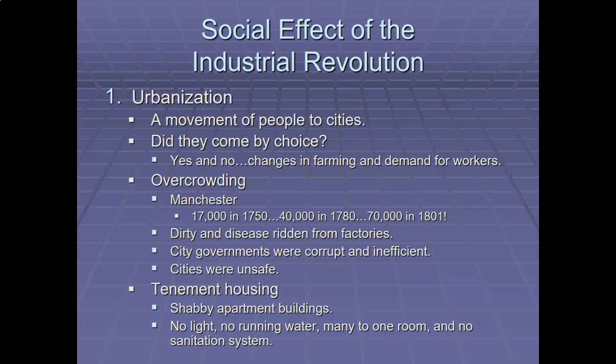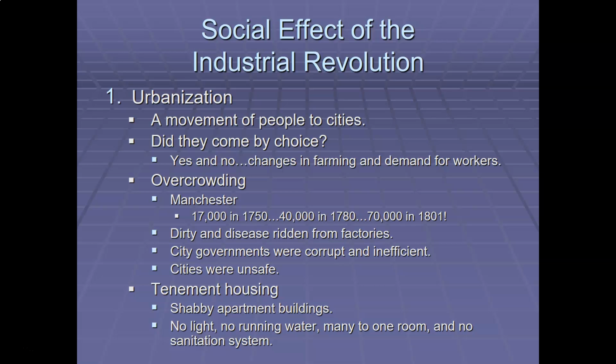But overcrowding wasn't just a problem in terms of that example of Manchester. It led to dirty cities, disease, whether it was in the factories or the streets. You had fire hazards. Governments become corrupt and inefficient because they've grown too quick and there's too much power linked into the actual factories. And cities are clearly unsafe.